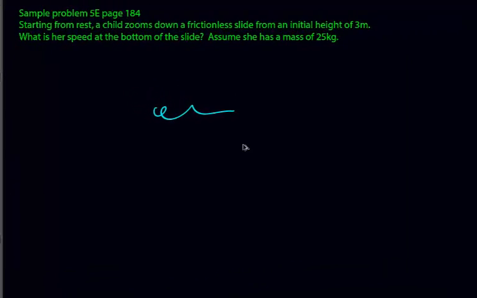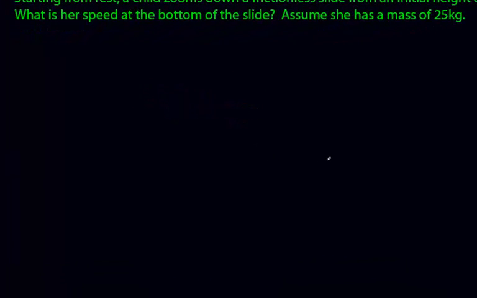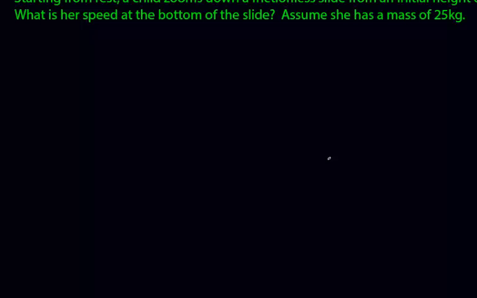Okay, so we're starting at rest, and a child zooms down a frictionless sliding board from an initial height of 3 meters. It wants to know what is her speed at the bottom of the slide. And we're supposed to also assume she has a mass of 25 kilograms. So again, let's list what we have.